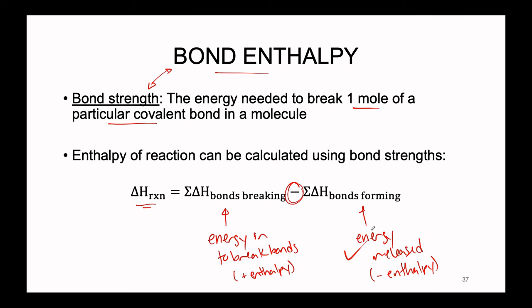So the equation is set up in such a way that you don't need to manipulate the magnitudes of the bond enthalpies. We just plug them into this equation. The equation takes care of the sign.